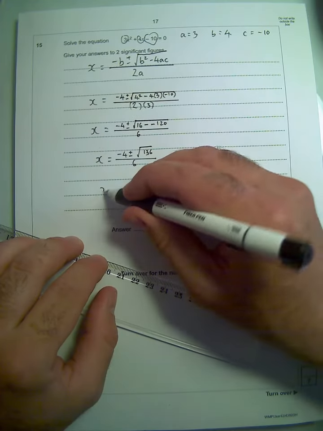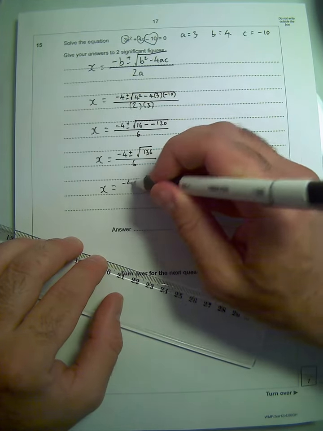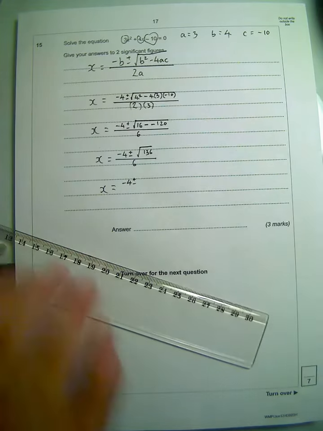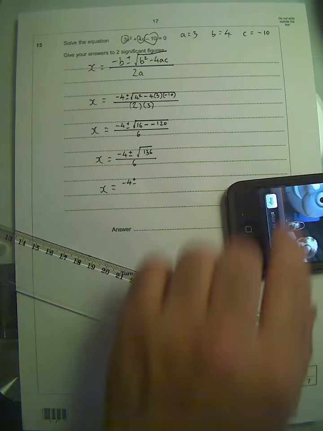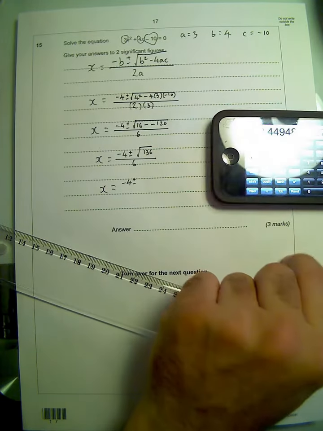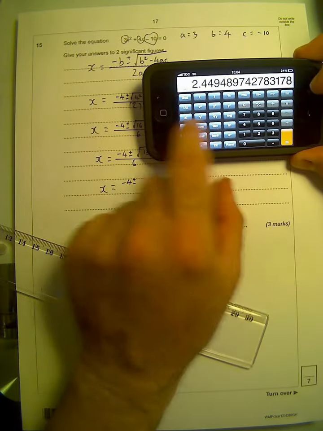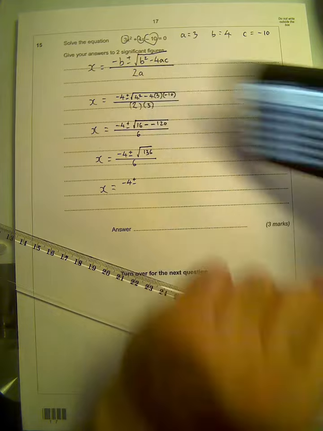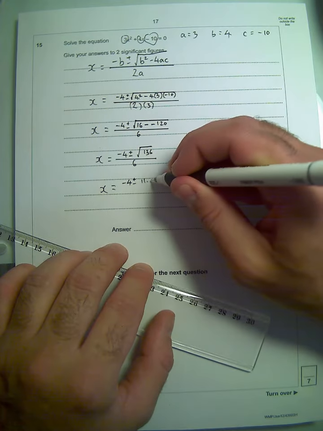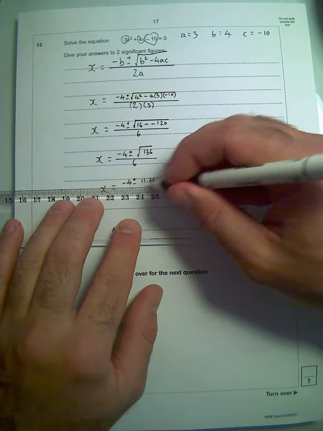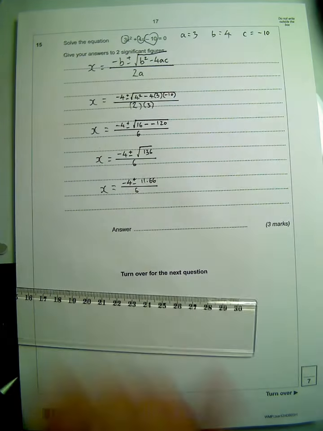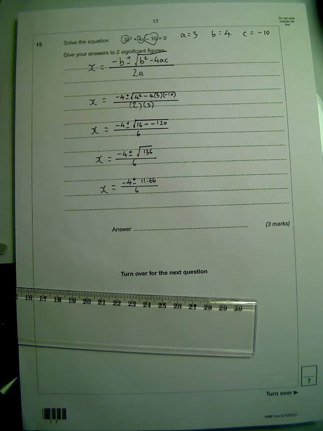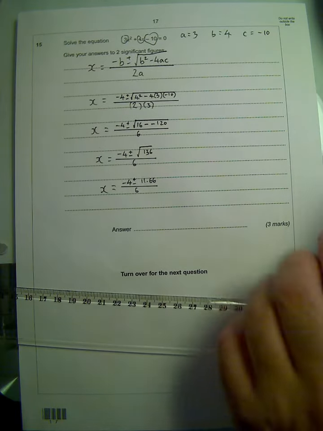Now, the square root of 136 is something you'll need your calculator for. 11.66 just about. So x is minus 4 plus or minus 11.66 all divided by 6. So that the plus and minus gives you two separate solutions that you need to work out.